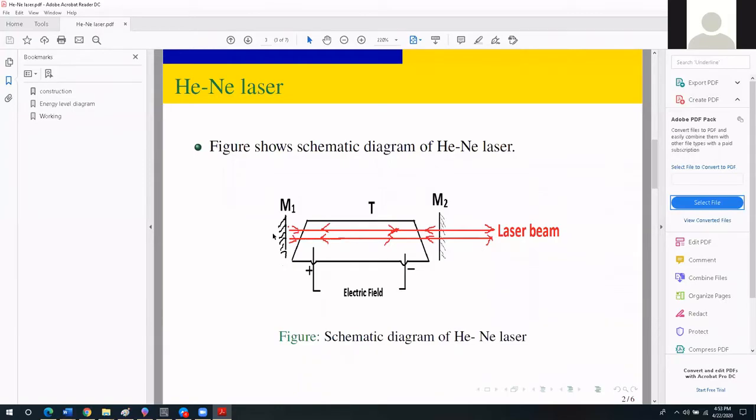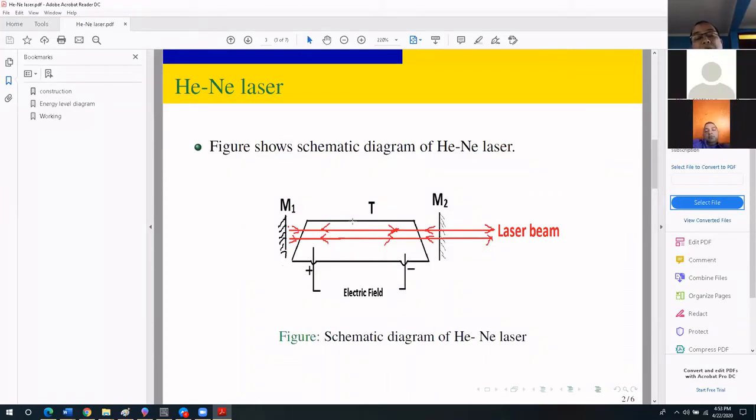It consists of a uniform bore glass tube T, which contains a mixture of helium and neon in the ratio of 4:1 or 5:1, 9:1 at reduced pressure of about 1 mm of Hg. Why do we need reduced pressure? At normal pressure, electric discharge does not take place, and the gas will be an insulator for electricity. You need not write that part; only write the ratio of the mixture, in the ratio of 5:1, 9:1 at reduced pressure.